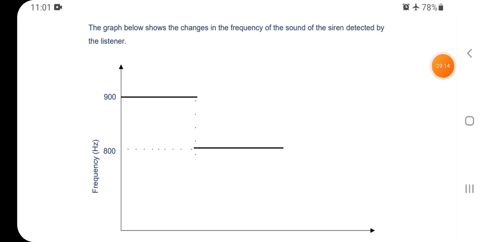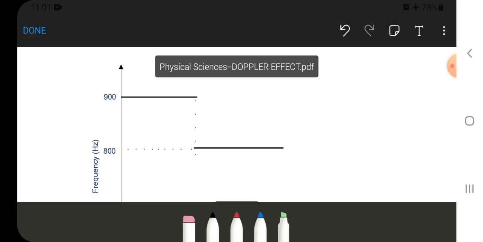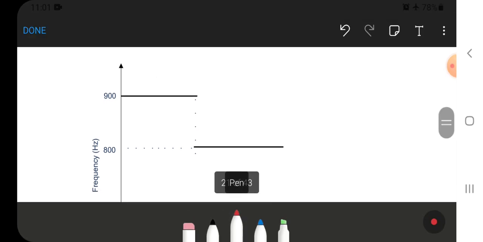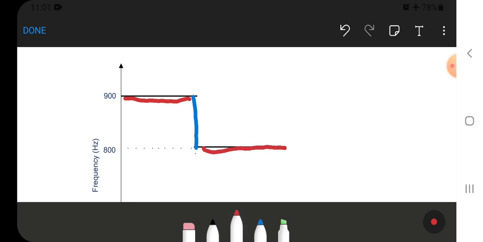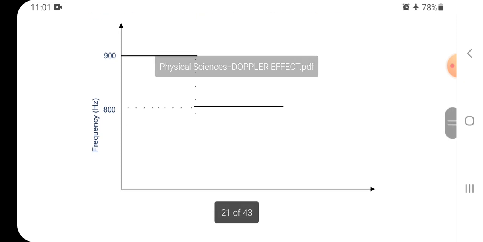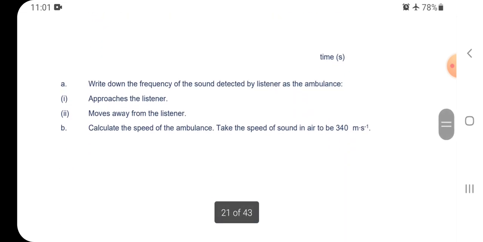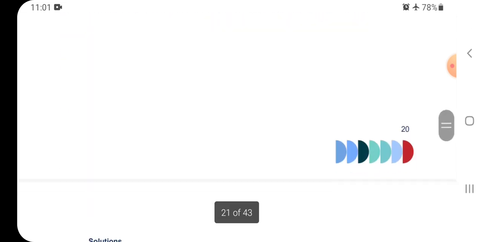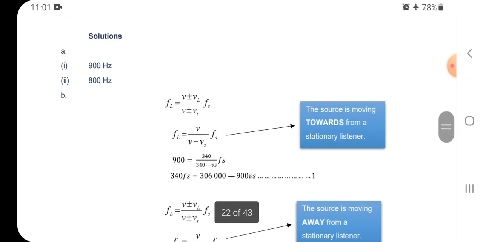So guys, if you are given a graph like this, what you should know is that here at 900, the source is approaching the listener, so the listener is here, and at the 800 the source is going away from the listener. That's what you also have to know when you are given a graph. You should be able to make that analysis. Okay, just like here. And the solution to that question is here.